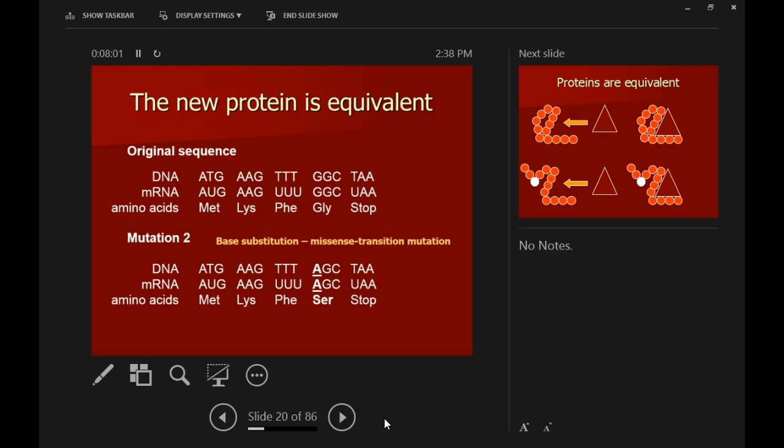Yes? Sure. So transition has no change? That's right, it has no change. It stays a purine or a pyrimidine. How is this one a transition? It's a transition because guanine is a purine and adenine is a purine. Remember, A and G are purines because they're like silver, pure silver. And C and T are pyrimidines.